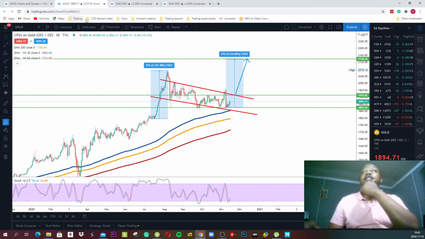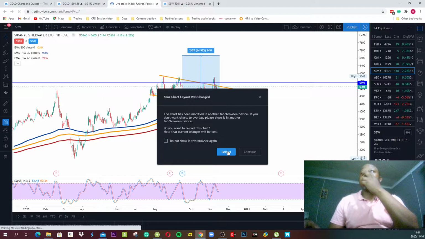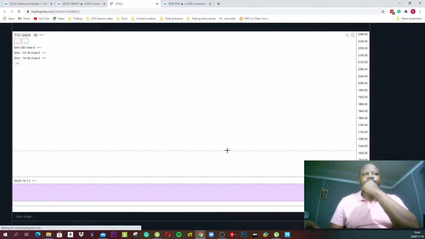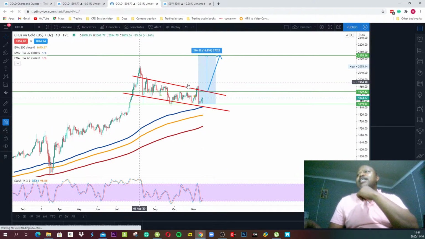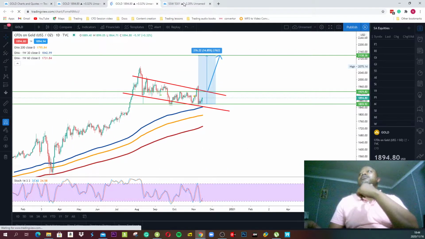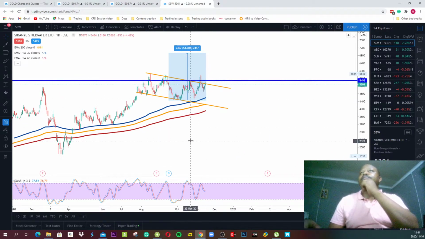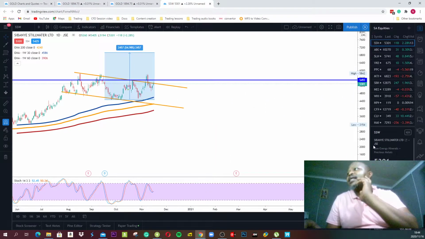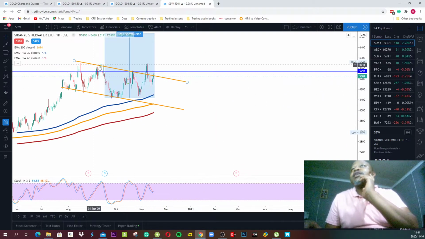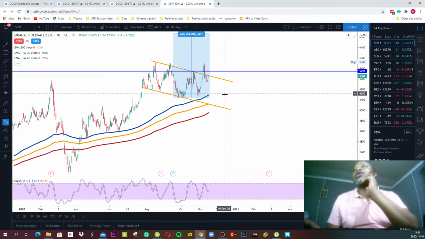So starting with Sibanye Stillwater, we have this nice bullish flag, and it looks like we did trade above this resistance line today, but it doesn't seem like we closed above it.